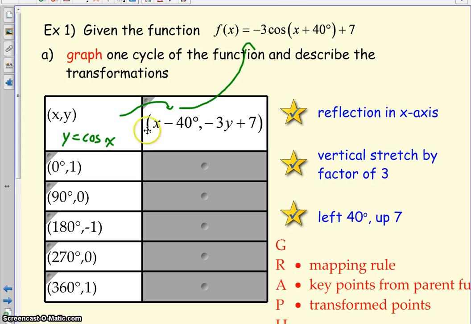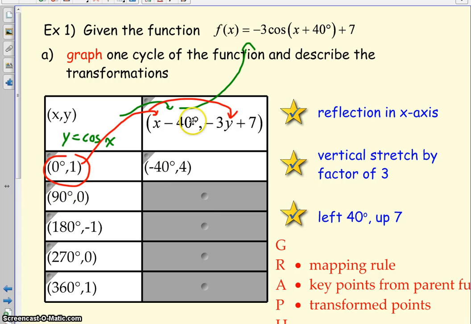Okay, and then what we're going to do is, just like we did with quadratics, take these points, plug them into the mapping rule for x and y, respectively, and calculate our image points. So for example, if I put 0 degrees in for x, 0 minus 40 is negative 40 degrees, and 1 in for y, negative 3 times 1 plus 7 gives you positive 4. So now we have a transformed point at (-40 degrees, 4). Okay, and you can repeat this process for all the other ones.